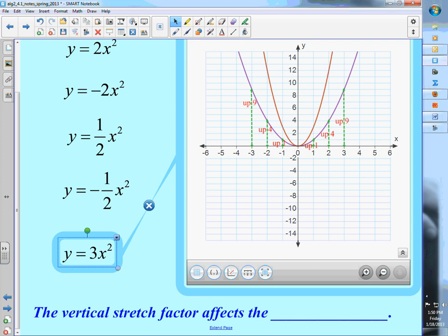All right, is everybody good here? What does the vertical stretch factor affect in our parent graph? The ups. And the vertical stretch factor affects the ups. It affects the y components of our graph.